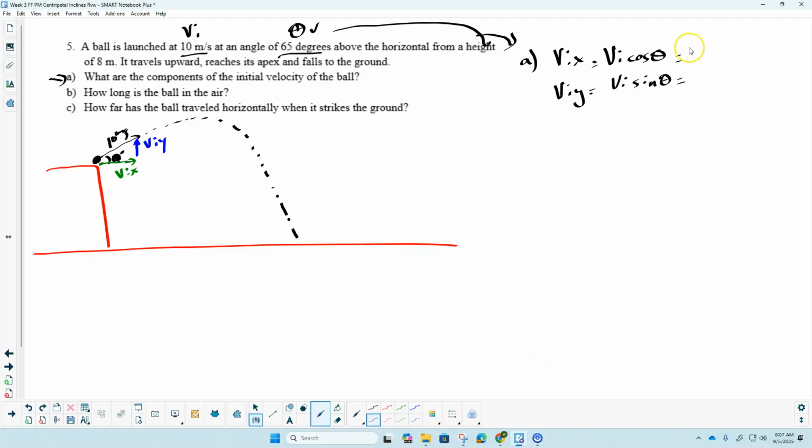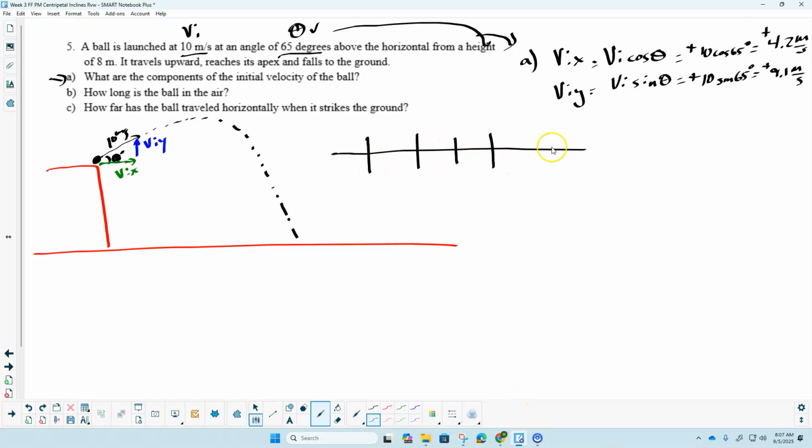So for x, it's going to the right, so it's going to be positive, and it's 10 cosine of 65. I probably didn't draw that angle big enough, but it's okay. It's just a sketch. Viy is also positive because this time it's moving upward in the y direction, and it'd be 10 sine of 65. So you're going to get similar kind of doing components here. You should get, rounded, 4.2 meters per second positive for the x and a positive 9.1 meters per second for Viy.